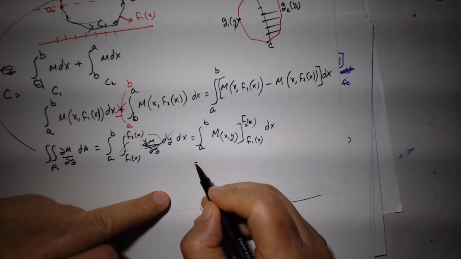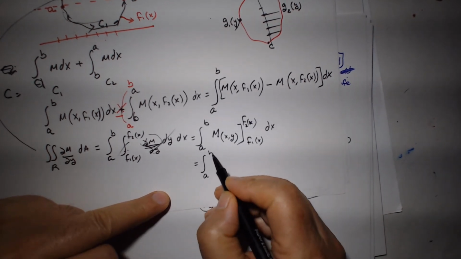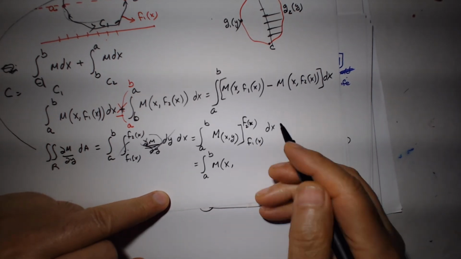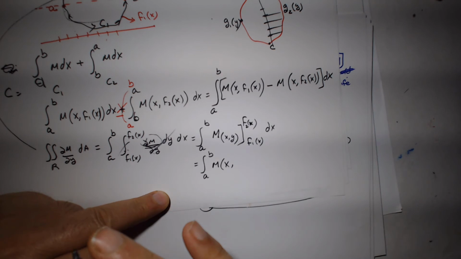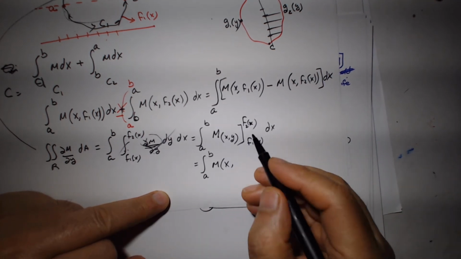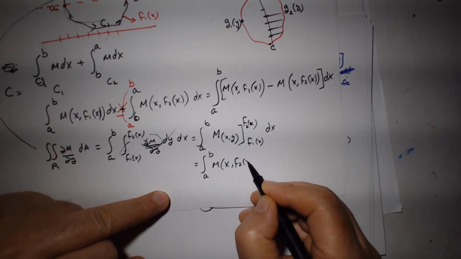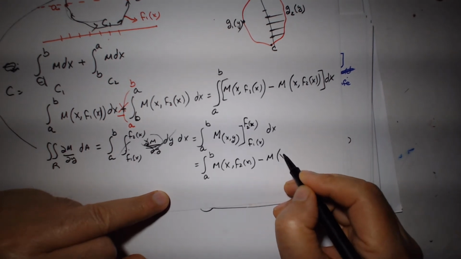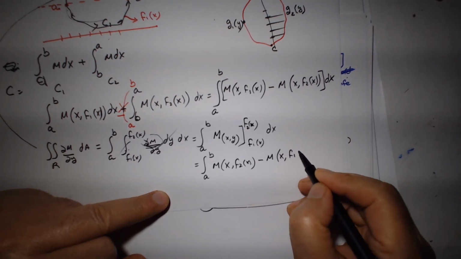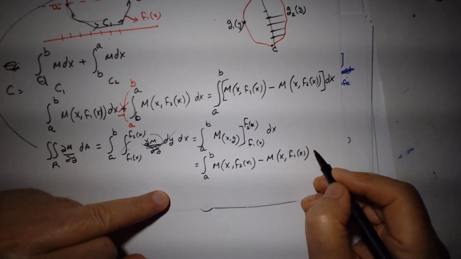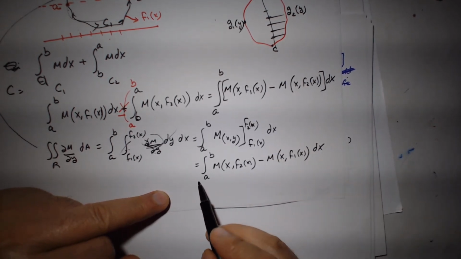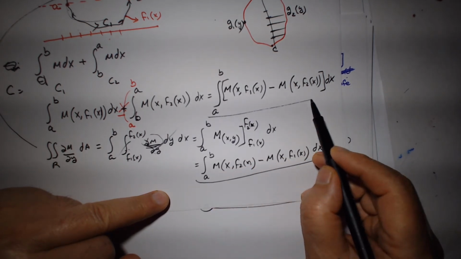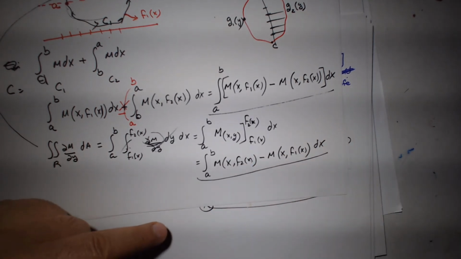Then this is equal to A to B of M, where x has not been integrated yet, x stays constant, but my y becomes F2, minus M with x constant and F1, and I have a dx. If you look at these and you look at these, they are not the same.